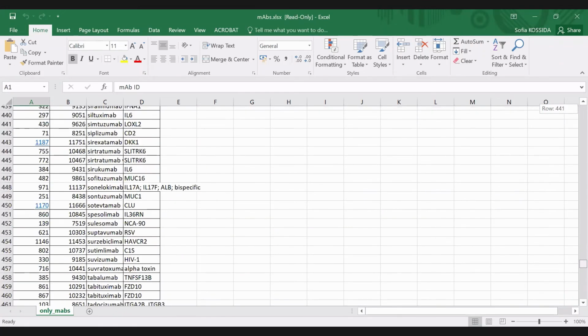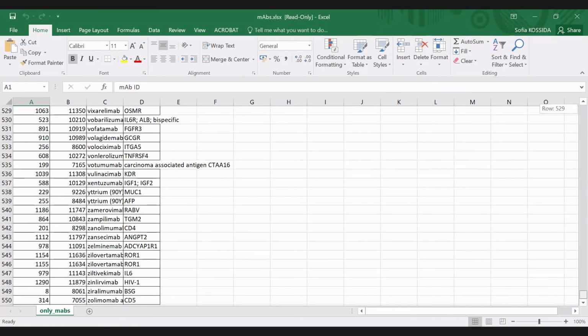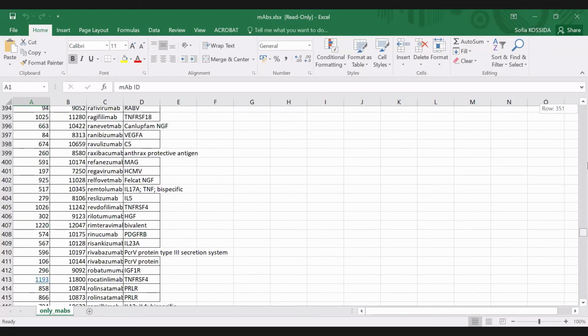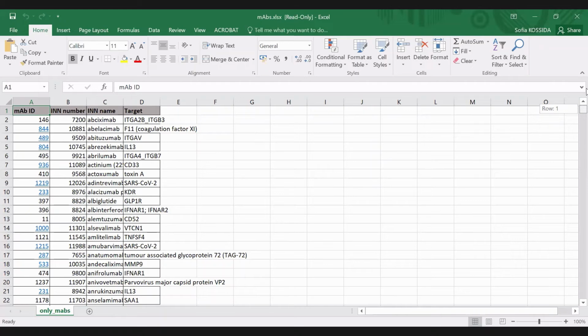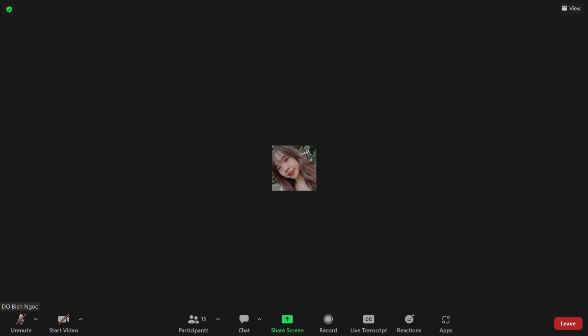There are more than 500 antibodies, and the idea is that each one of you chooses at least 2 monoclonal antibodies from this list. Right? Yes. Okay. I continue.